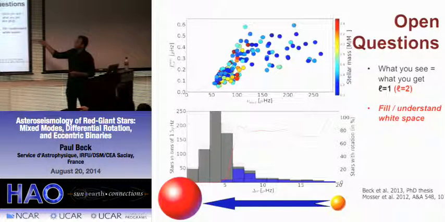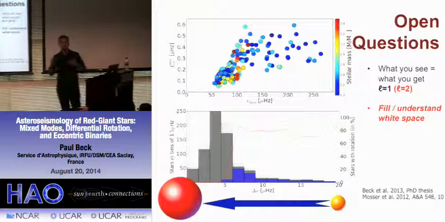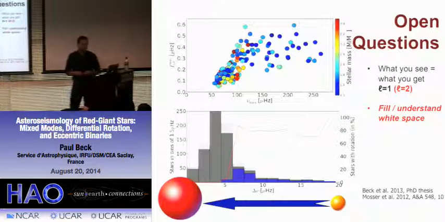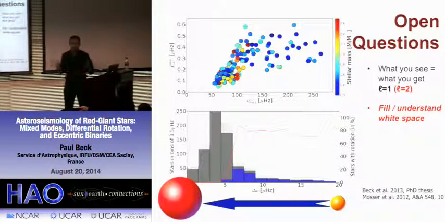is the white spots in this diagram. So for example, why don't we see any stars here which have a slow rotation? Because we either see fast core rotation or we see nothing, which cannot be explained by the inclination. We don't know what is going on.